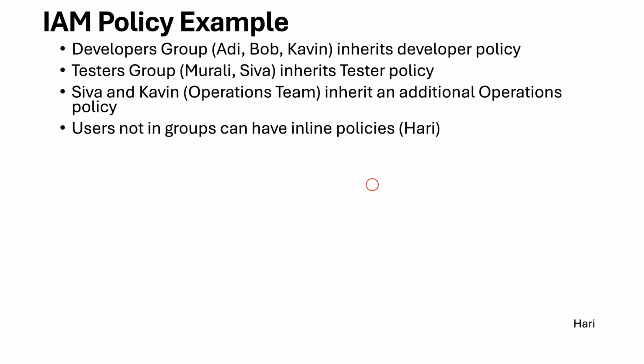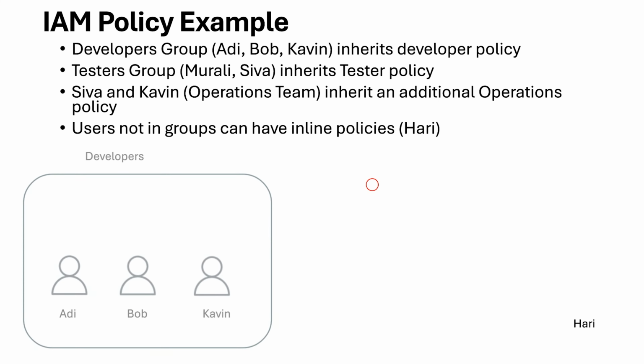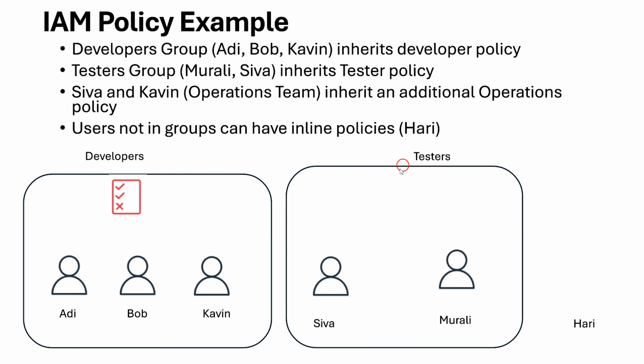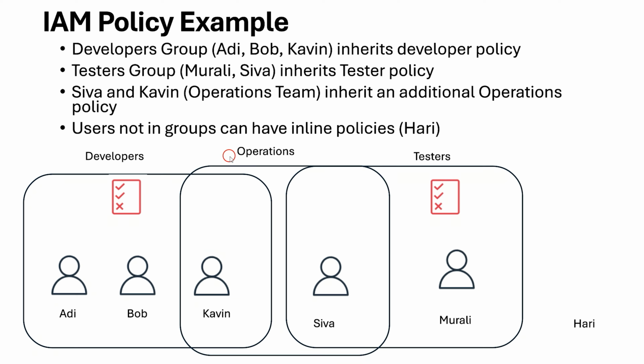Now we will see a flowchart so that you will get better clarity. So here, as I mentioned, you have developers. This is the developers group. In this developers group, you have Adi, Bob, and Kevin. And we have attached a policy called developers policy to these three users. And you have another group called the testers group, where Shiva and Murli are the members. We attached a policy to the testers, right? This is the testers policy. And you have one more group called the operations group. In the operations group, you have Kavin and Shiva. And the operations group itself has its own IAM policy.